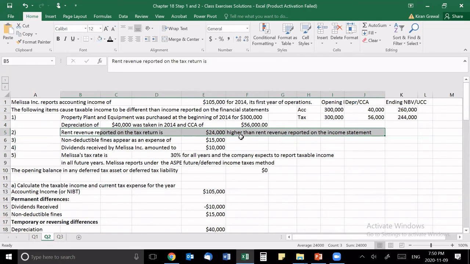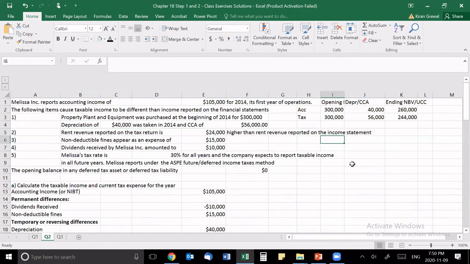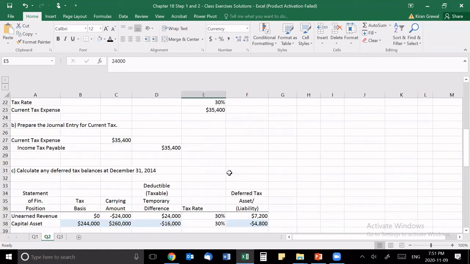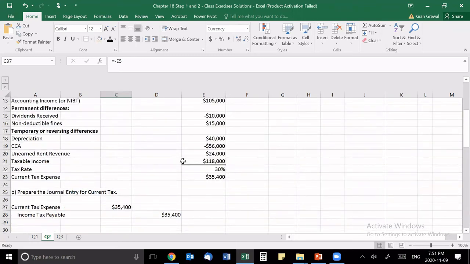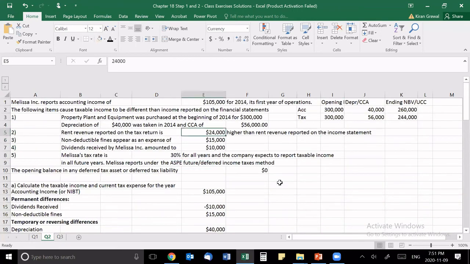Okay, so we have some rent revenue received in advance of actually doing the work. So the journal entry for this would be cash, 24,000, debit, credit, unearned revenue. Okay, so unearned revenue we have here. Tax basis is always 0 for anything other than the capital asset. So it's always going to be 0. Carrying amount is whatever the accounting carrying amount is. So on the balance sheet, so we have cash, debit, credit, unearned revenue. So you don't use the cash account, use the other account that shows up in the statement of financial position.